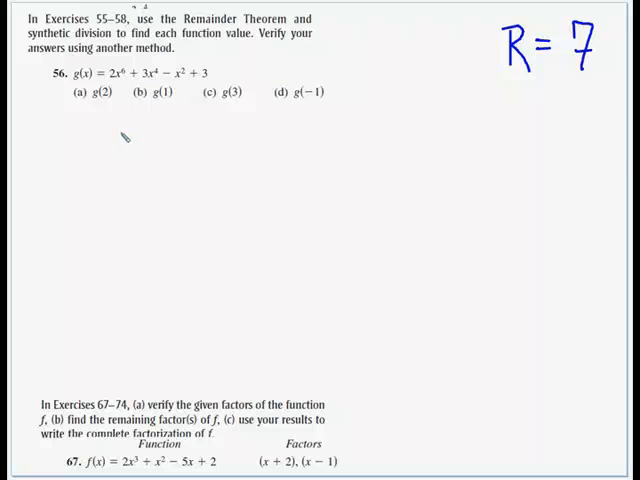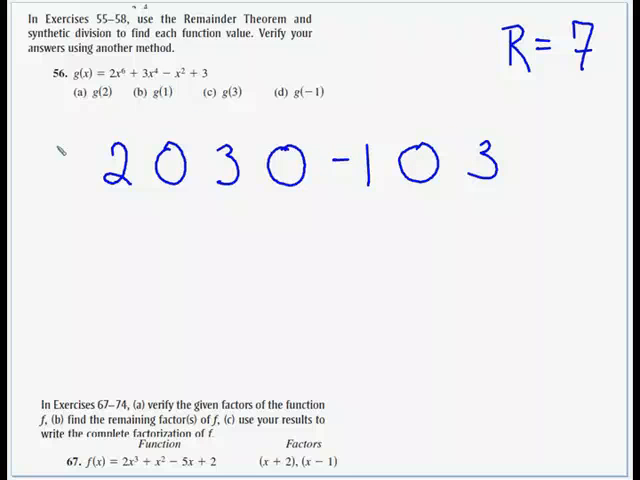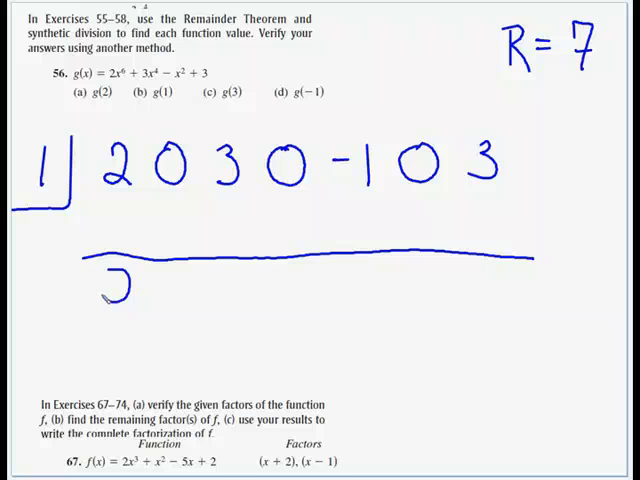So we have to set up the coefficients again for our division. 2x to the 6th, 0x to the 5th, 3x to the 4th, 0x cubed, minus 1x squared, 0x, plus 3. Now we are dividing that by 1. That wasn't a very good horizontal line. That's a little better.